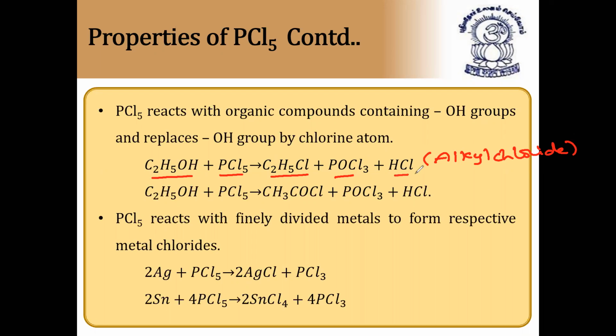Plus POCl3 plus HCl. And this is not C2H5OH, it is CH3COOH. It is nothing but CH3COOH, the acid group, carboxylic acid, that is ethanoic acid. On reaction with PCl5, it forms CH3COCl. So the OH group is replaced with Cl, CH3CO will be as it is, plus POCl3 plus HCl. This is given wrong here, please note it down. Acetic acid on reaction with PCl5 forms acid chloride along with POCl3 and HCl, phosphorus oxychloride.